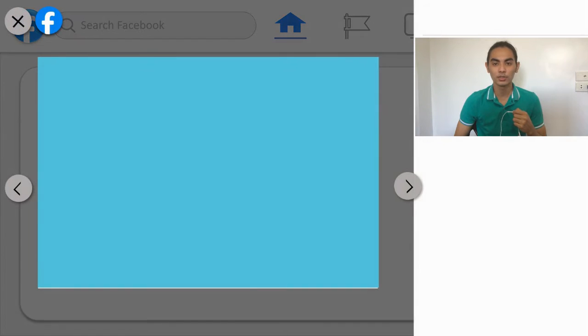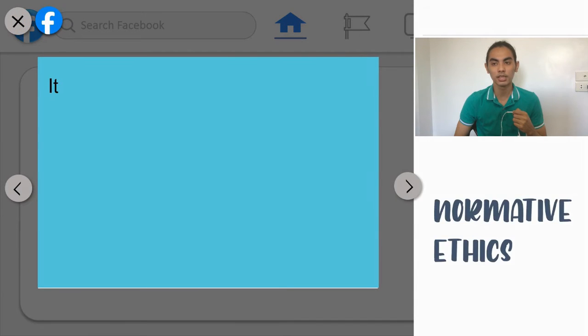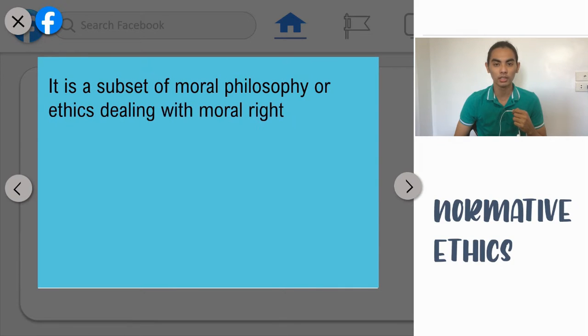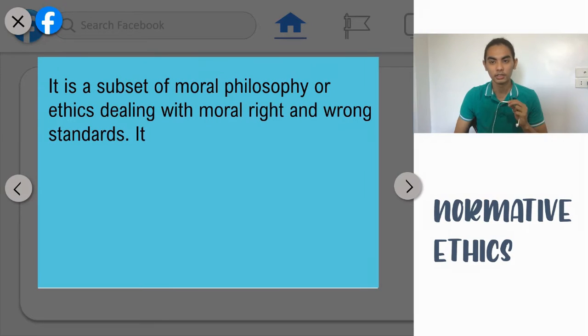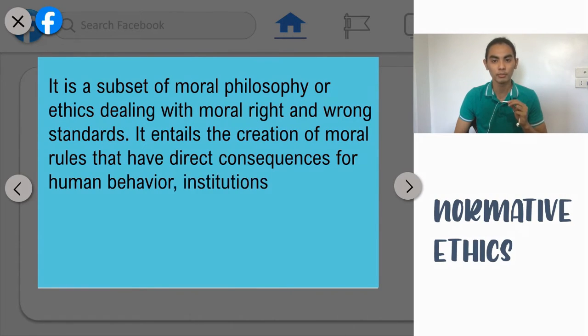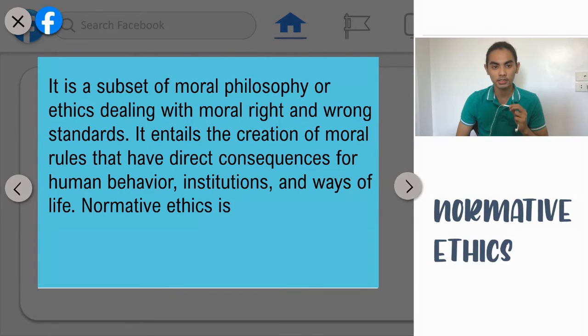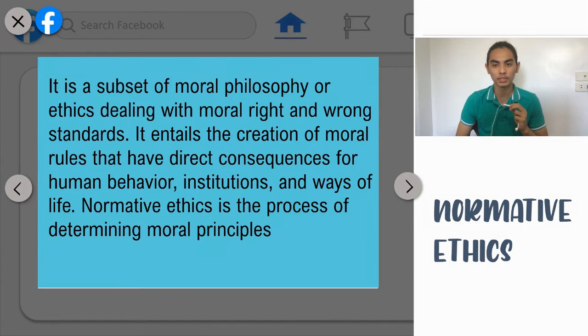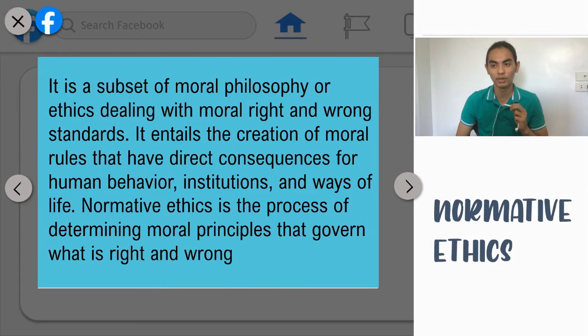As a group, we chose normative ethics because it is a subset of moral philosophy or ethics dealing with moral right and wrong standards. It entails the creation of moral rules that have direct consequences for human behavior, institutions, and way of life. Normative ethics is the process of determining moral principles that govern what is right and wrong behavior.